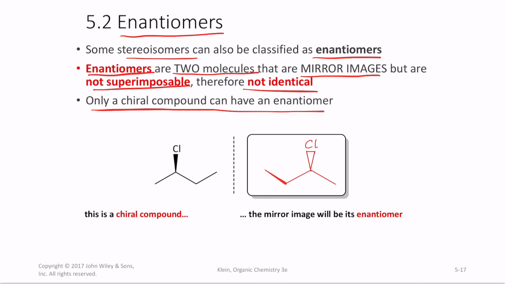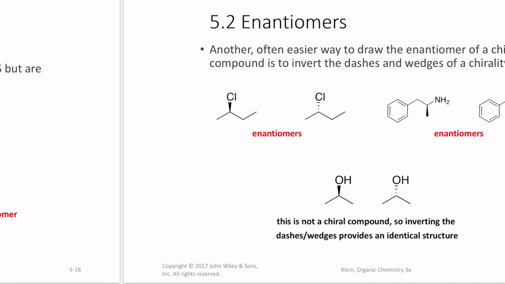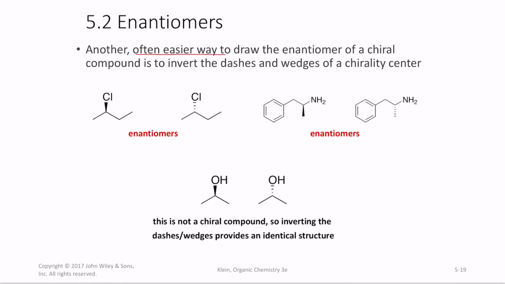So this is the mirror image, the enantiomer. Notice that the molecule by itself did not actually change. The only thing that changed is the way in which you look at the molecule. So this mirror image that you see here becomes its enantiomer. An easier way to draw enantiomers is to convert the dashes and wedges. If it has a dash, convert it into a wedge, and that becomes an enantiomer. So dash to wedge, these are all enantiomers.